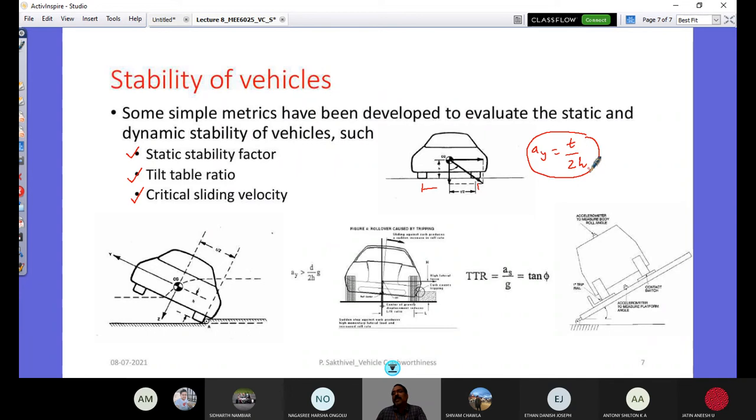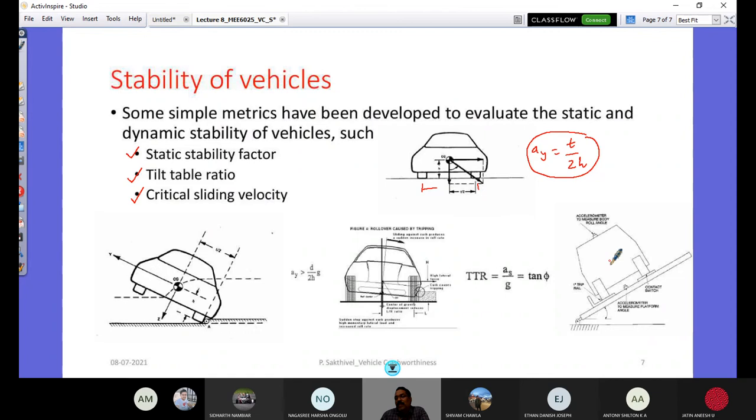So T by 2H, where T is track and H is the height. If the height is large, the 2H is larger than the track, then what would happen? If the track width is small, that's T by 2H, right? So here, this AY is 1G for a passenger car. So anything that goes beyond 1G would make this reach the rollover threshold. So it's called the static stability factor because it is steady state, during steady state motion, this is the first assessment.